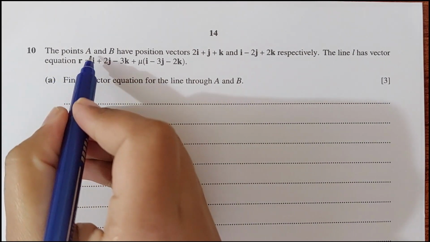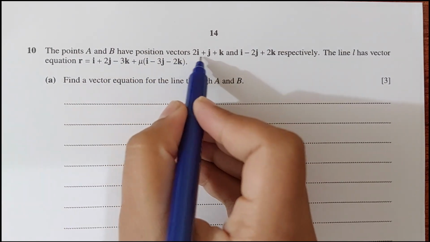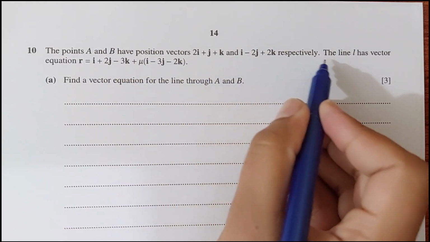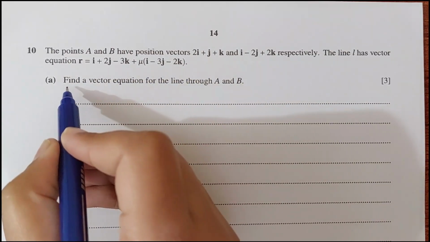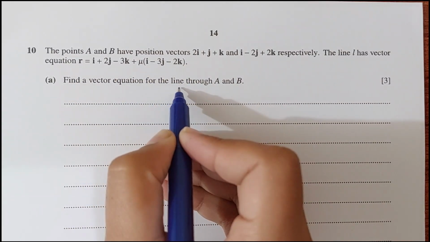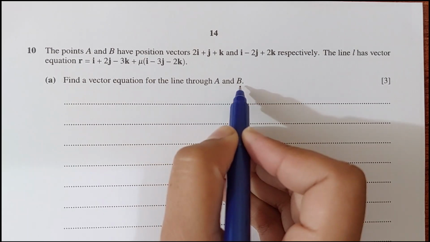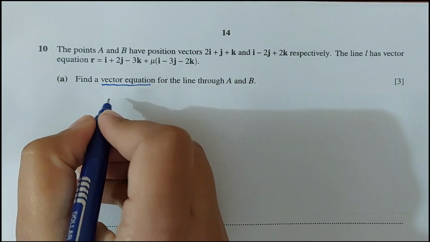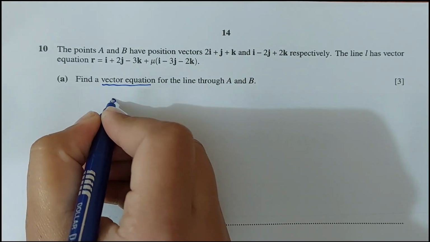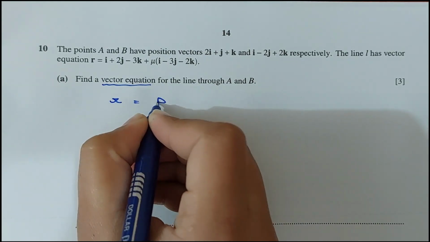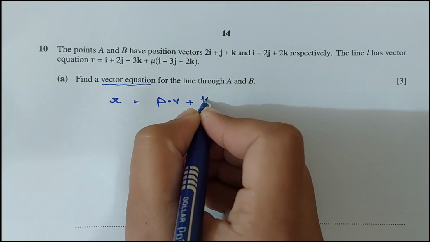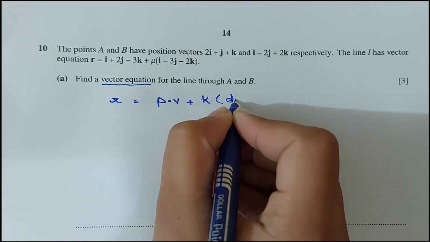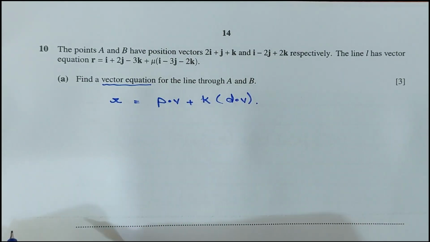Question number 10. The points A and B have position vectors this and this respectively. The line L has a vector equation R equals this. Find the vector equation of the line through A and B. So vector equation is basically R equals the position vector plus some constant k times the direction vector, right?